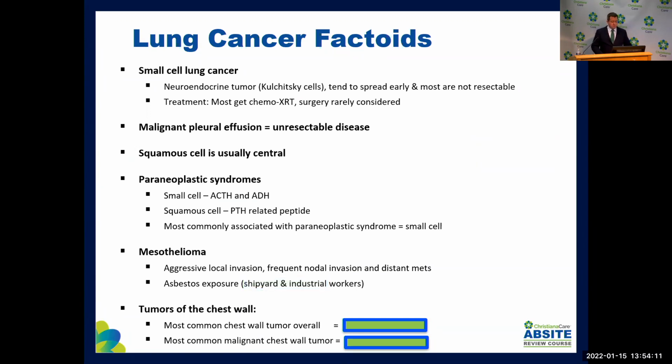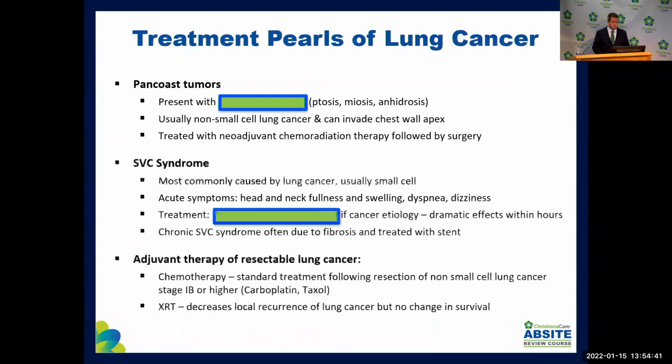Tumors of the chest wall. These can get a little bit confusing. I'm not really sure why though. Most common chest wall tumor overall, not sarcoma, but osteochondroma. Once you include the sarcoma in there, so chondrosarcoma, or some people will say osteochondrosarcoma, but the sarcoma is a malignant chest wall tumor. If they just say any chest wall tumor overall or benign chest wall tumor, that's going to be osteochondroma. So sarcoma is the differentiator there.